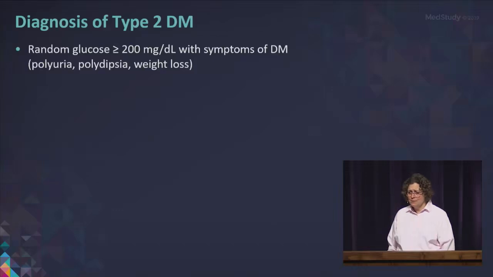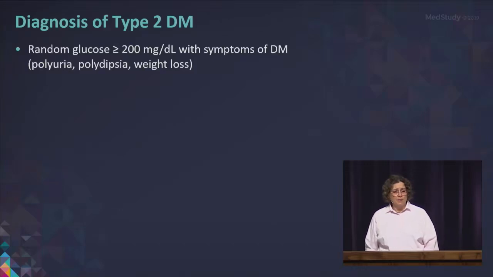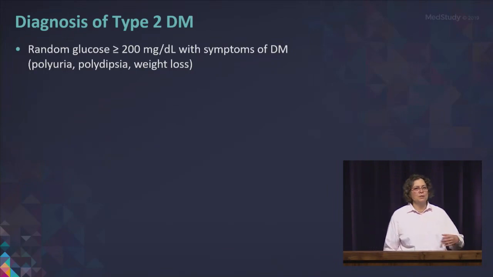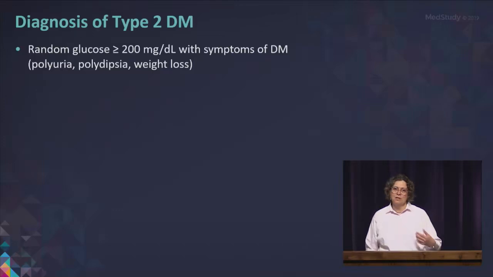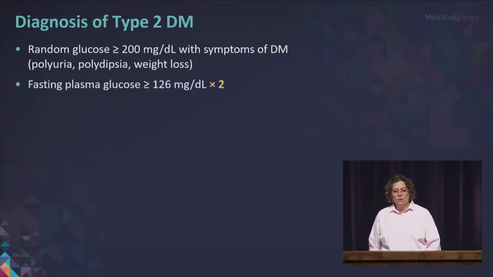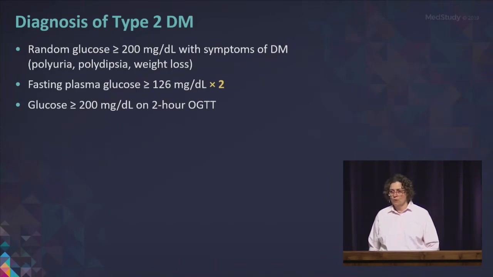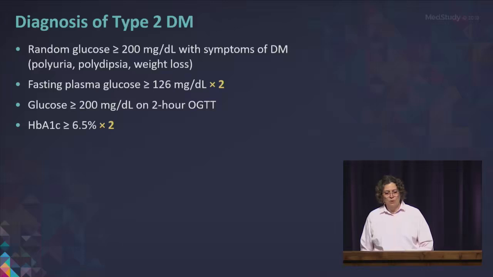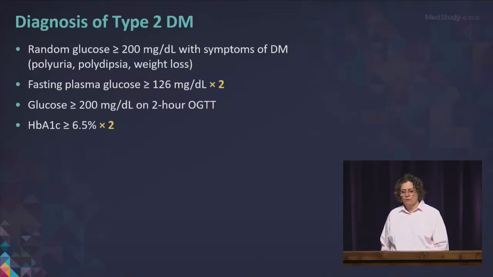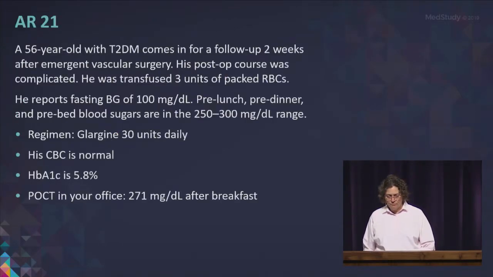So how do we diagnose diabetes? Well, when we have a random glucose that's greater than 200 with classic symptoms of diabetes, polyuria, polydipsia, unexplained weight loss, blurred vision. Or we're looking for a plasma fasting glucose greater than or equal to 126 times 2. The guidelines are going to be times 2, so you want to repeat these things. A glucose greater than or equal to 200 on a 2-hour oral glucose tolerance test, or an A1C greater than or equal to 6.5 times 2.